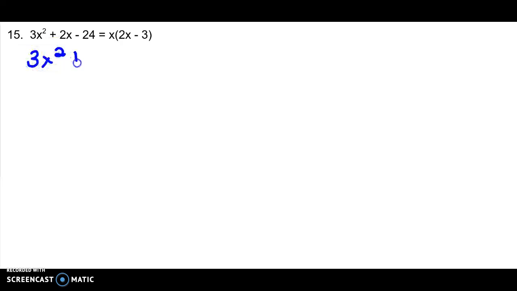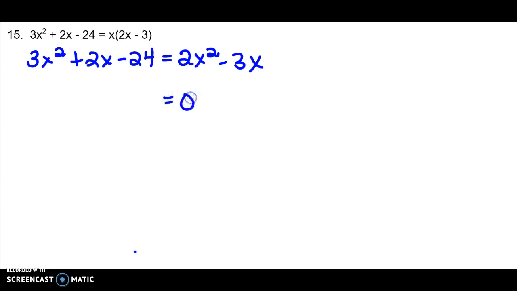3x squared plus 2x minus 24. And on the right side, I'm going to distribute the x into the parentheses. So now I have a 2x squared and a minus 3x. But remember, this needs to be equal to 0. So I need to get rid of everything that's over here on the right side. So I'm going to subtract 2x squared on both sides of the equation.